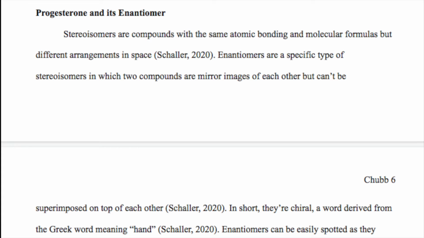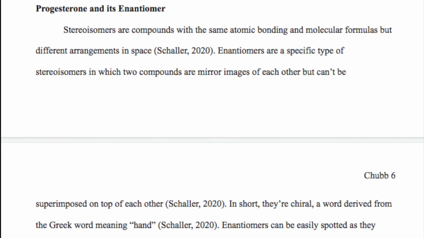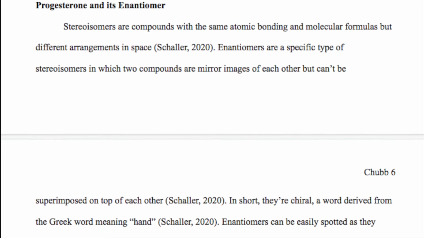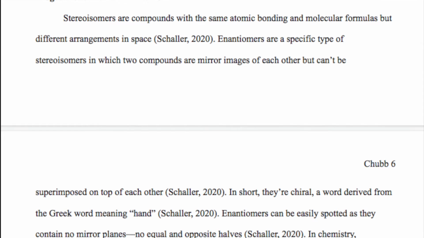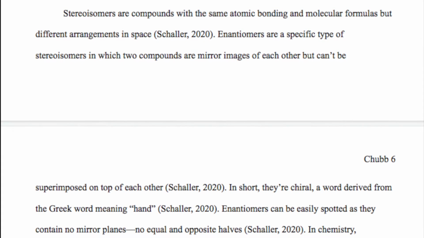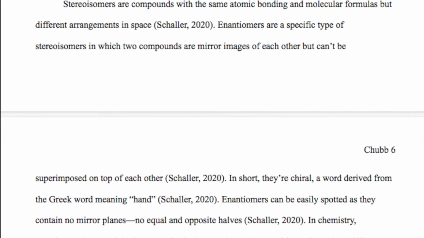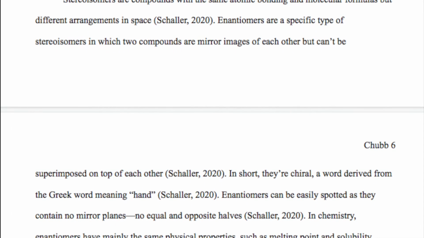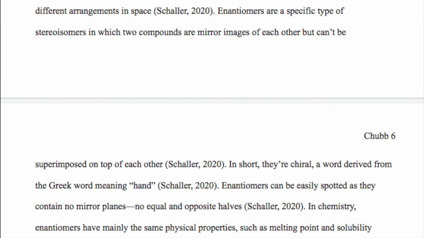Progesterone and its enantiomer. Stereoisomers are compounds with the same atomic bonding and molecular formulas, but different arrangements in space. Enantiomers are a specific type of stereoisomers, in which two compounds are mirror images of each other, but can't be superimposed on top of each other. In short, they're chiral, a word derived from the Greek word meaning hand.